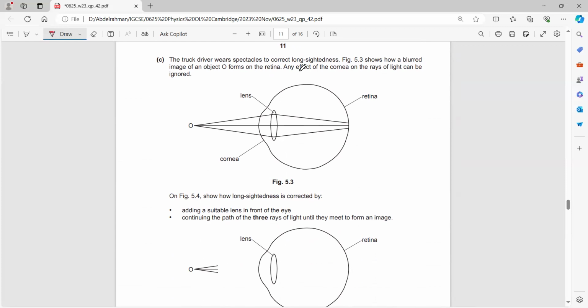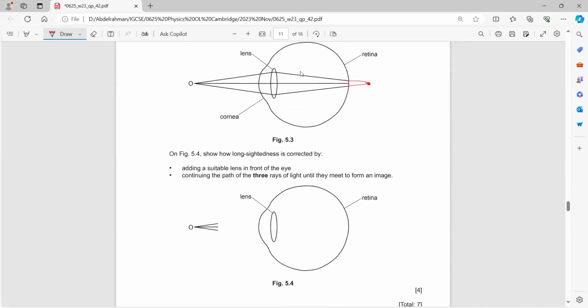The truck driver wears spectacles to correct long-sightedness. Okay? He has long-sightedness. What do I mean by long-sightedness? It means that the rays will meet beyond the retina. So if we extend the rays, they will meet somewhere beyond the retina. So whenever he looks at any object, these objects will be very hazy. He will not be able to see them clearly.